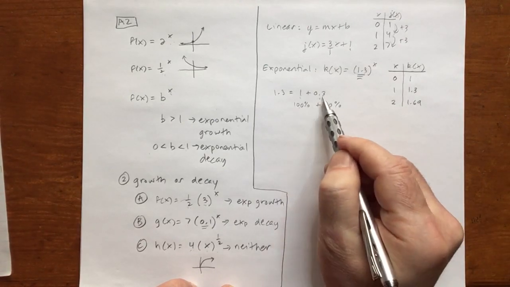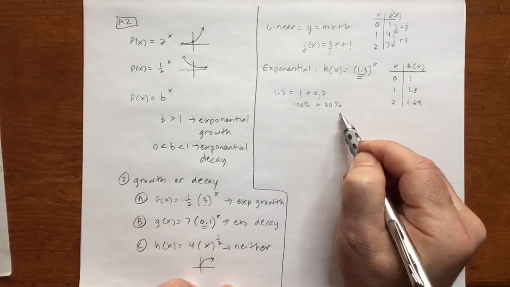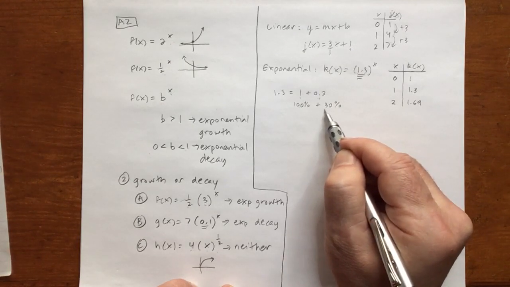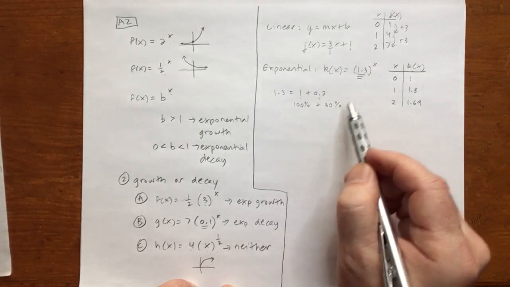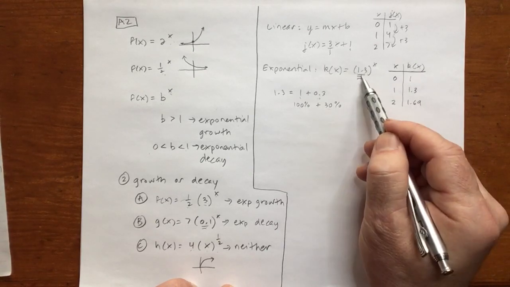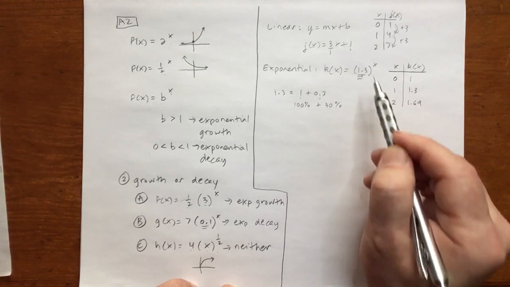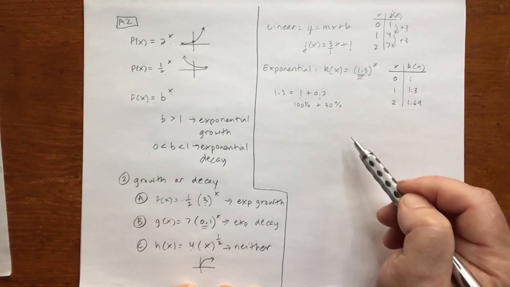So 1 is 100%, and 0.3 is 30%. Remember, percent means divide by 100. If I were to divide 30 by 100, I'd get 0.3. Okay, and so breaking down the multiplier, you can see not only that it's exponential growth or decay, you can see by how much you're growing or decaying, by what percentage each time.